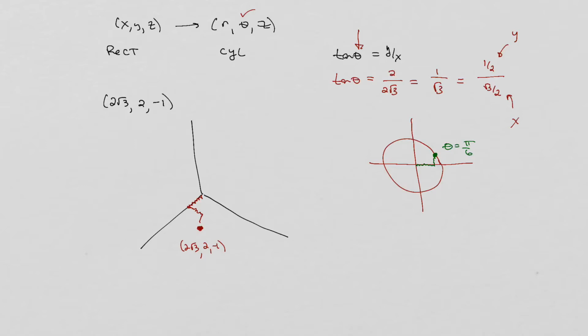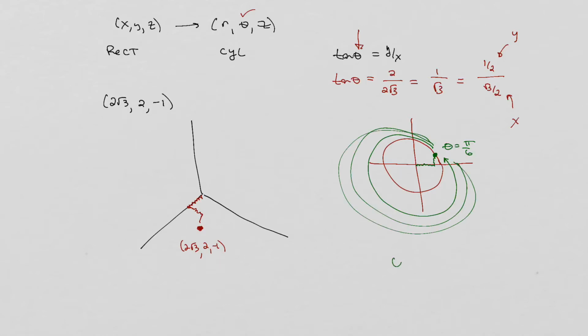Or perhaps it could be one of those coterminals where, if I go all the way around again, I would be here, and here, and here. So theta could be pi over 6 plus any of these multiples of 2 pi. So let's call it 2 pi times n.